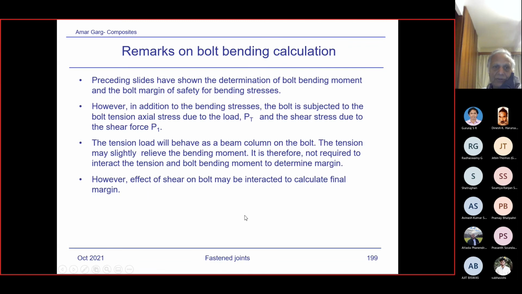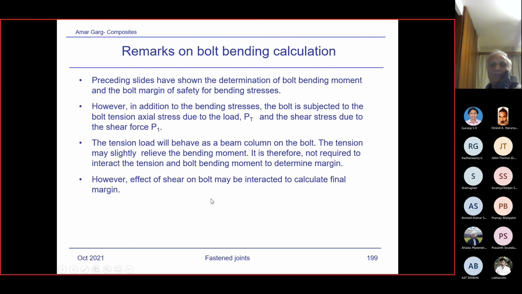Simple. Okay, now I've just made some comments over here. Preceding slides have shown the determination of bolt bending moment and the bolt margin of safety. However, in addition to the bending stress, the bolt is subjected to the bolt tension, axial stress due to the PT, and shear stress due to the shear force.